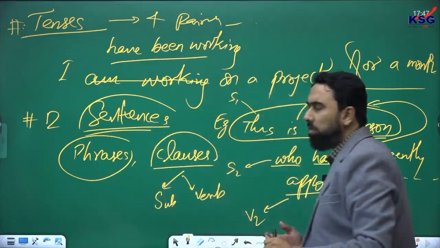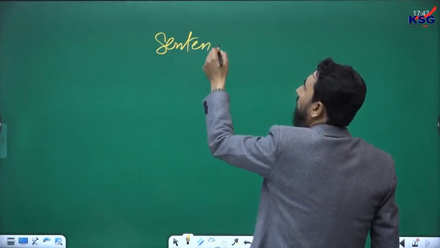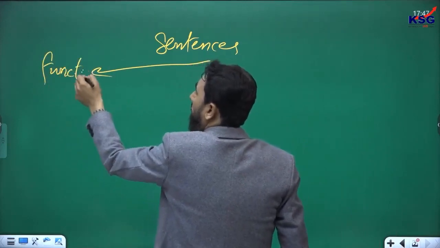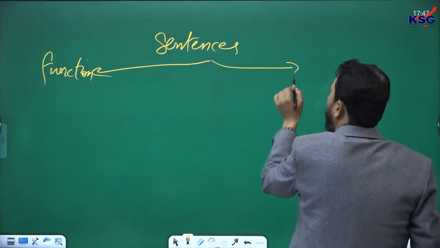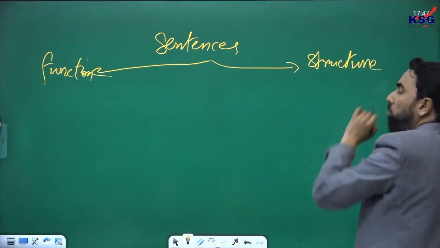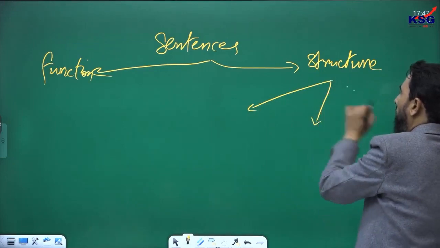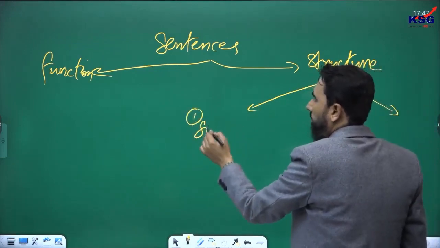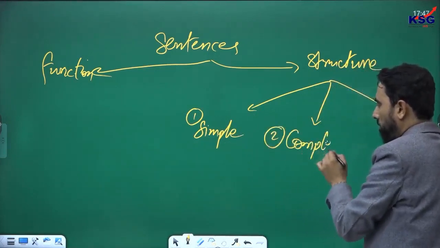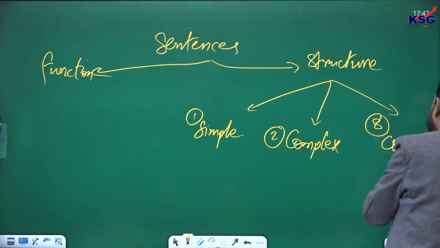So, sentences are divided on 2 bases. I told you earlier that some sentences are divided on the basis of their function. You already know about them. And then some sentences are divided on the basis of their structure. These 2 classifications are there. When you talk about the structure of sentences, we have simple sentence, complex sentence, and compound sentence. Right?